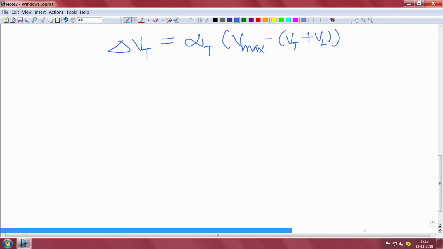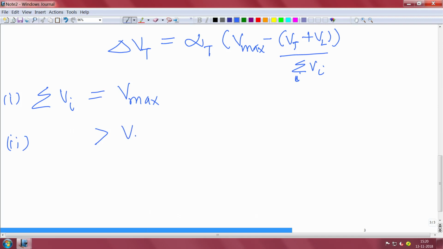Now, you can imagine multiple scenarios here. A scenario 1 where this summation term, I like to write it as the summation of all the CS responses, is equal to V max, case number 1. Case number 2 is greater than V max. Case number 3 lesser than V max.